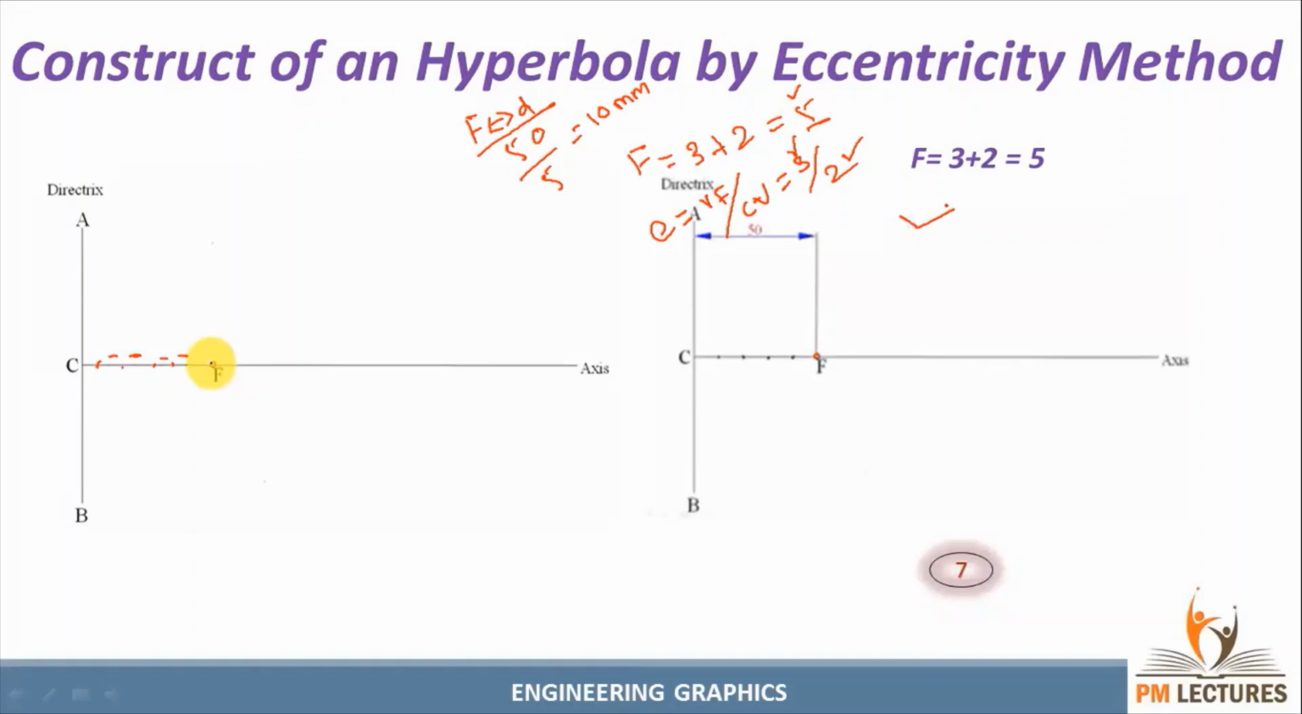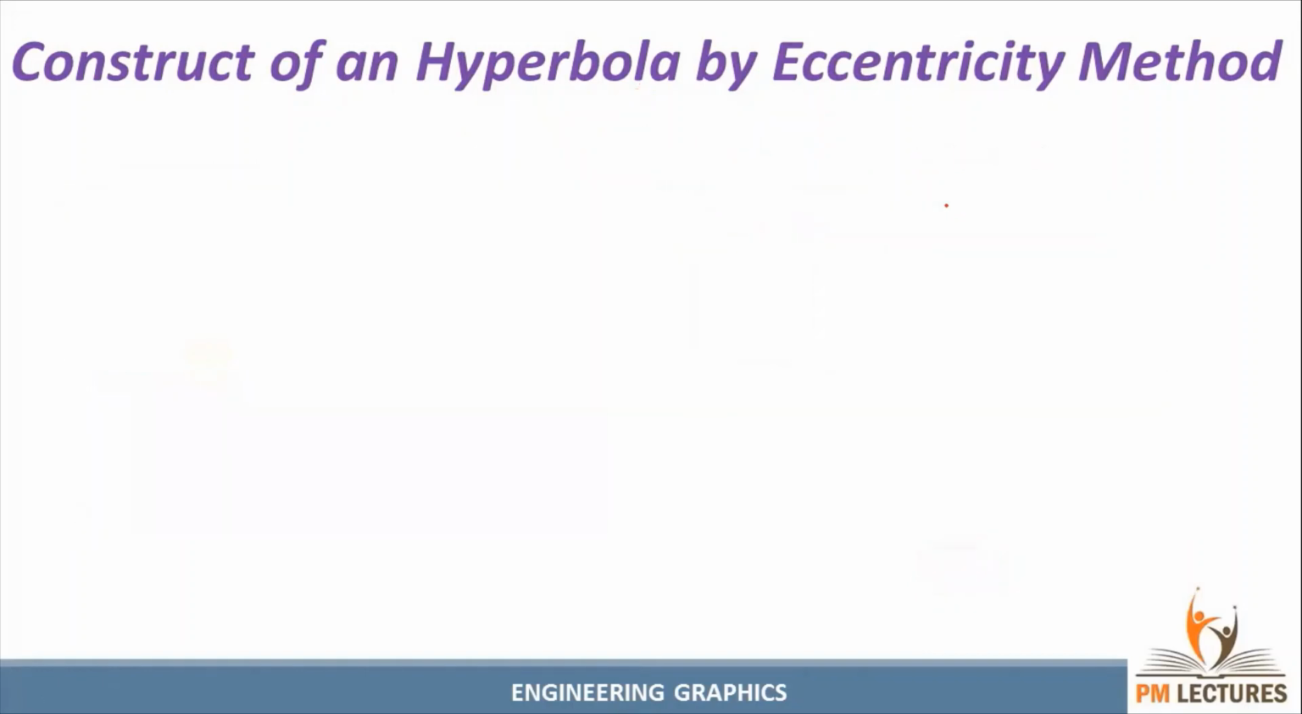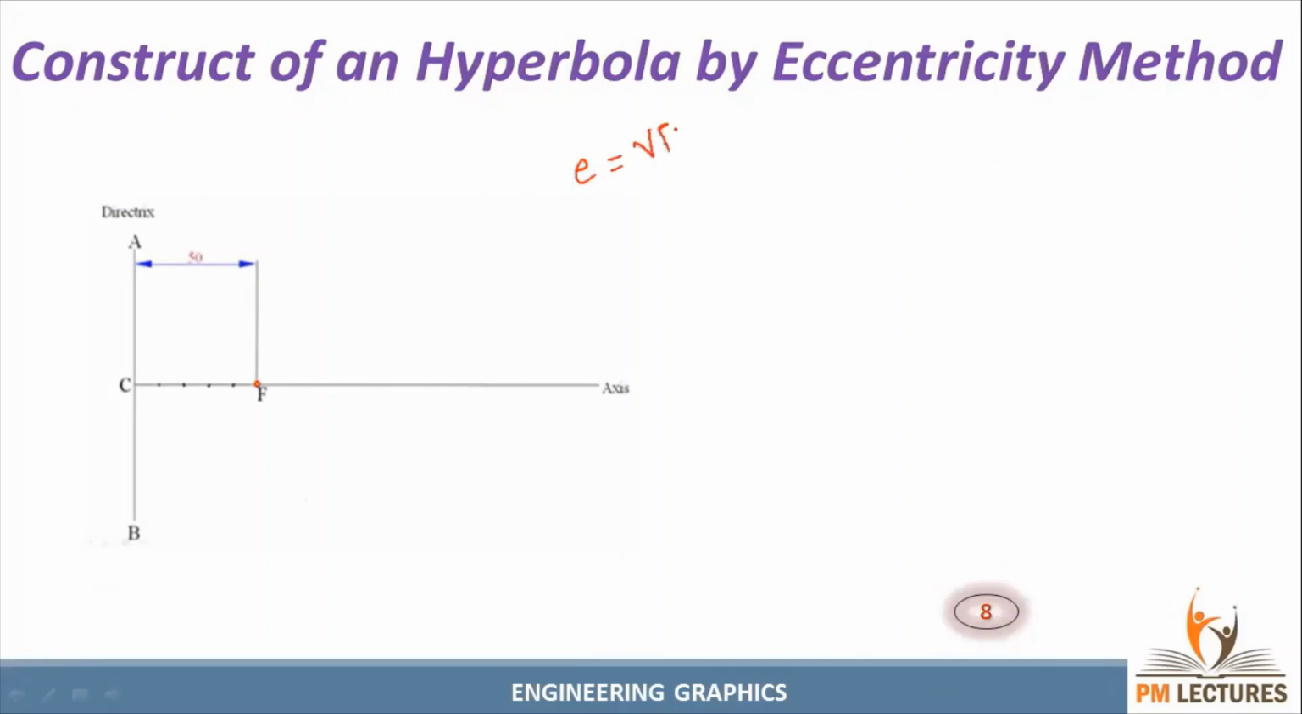It's clearly understood. So after this, we need to find the vertex. For the vertex, we use this step: e is equal to VF divided by CV, that is, we know it, 3 by 2. So the distance between V and F is 3 units and the distance between C and V is 2 units. We know the distance of 1 unit is 10 mm.